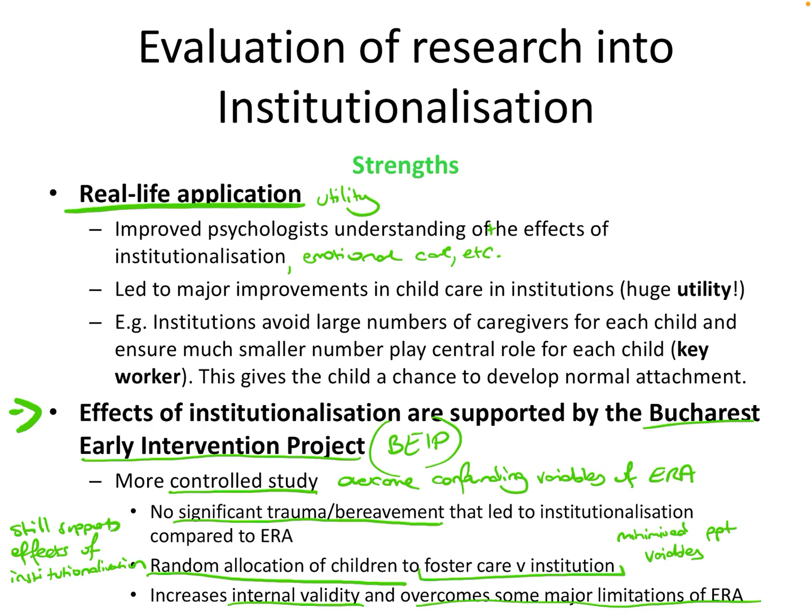And so nowadays, rather than having a large number of caregivers for each child, we typically just have one or two key workers for each child so that they are able to form an attachment with one key person rather than having lots of people coming and going and not being able to form that attachment. And this gives children a much greater chance to develop a normal attachment, which is going to help prevent any long-term effects of institutionalisation. We also see an increase in foster care rather than orphanages.